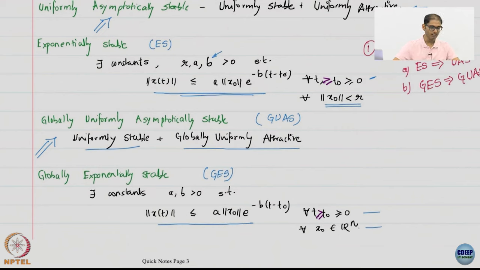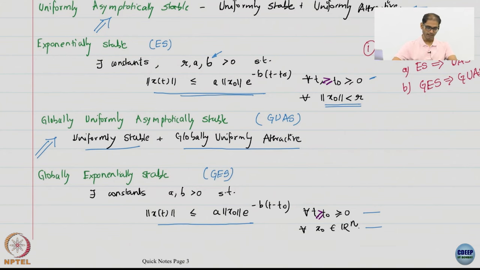And this is very critical for nonlinear systems, of course. For linear systems, this is irrelevant. Global properties and local properties are all the same. There is no difference between local and global for linear systems. Uniformity is obviously there. If you are talking about time varying linear systems, you still have to talk about uniformity.